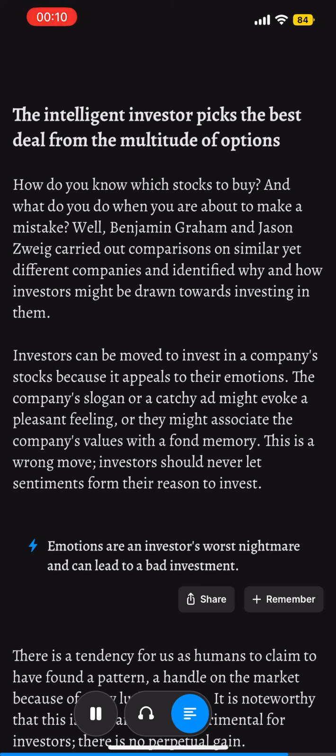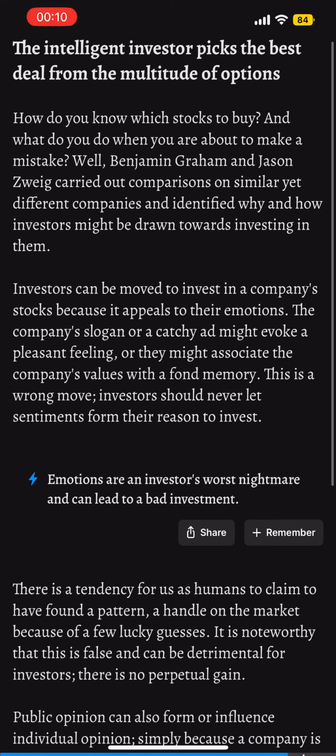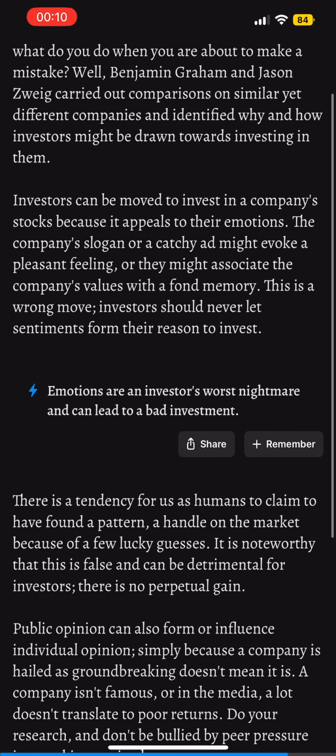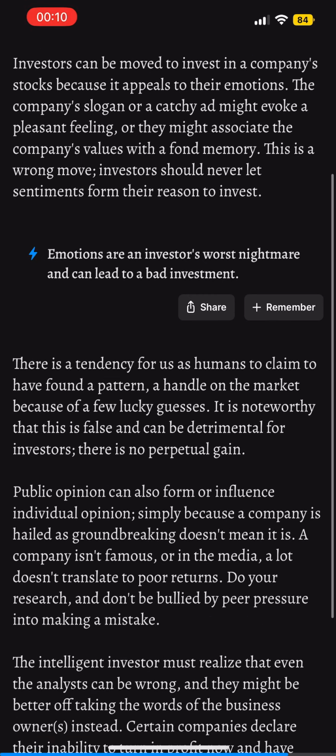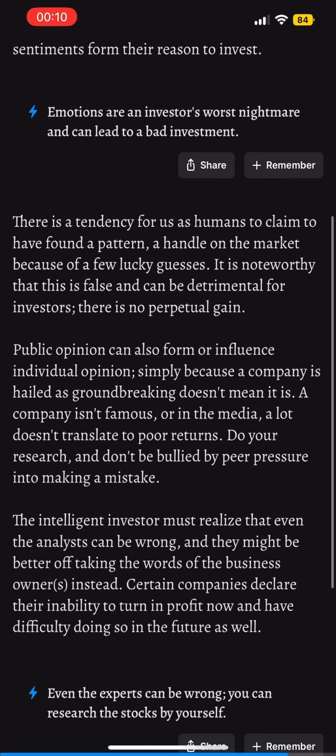Investors can be moved to invest in a company's stocks because it appeals to their emotions. The company slogan or a catchy ad might evoke a pleasant feeling, or they might associate the company's values with a fond memory. This is a wrong move. Investors should never let sentiments form their reason to invest. Emotions are an investor's worst nightmare and can lead to a bad investment.